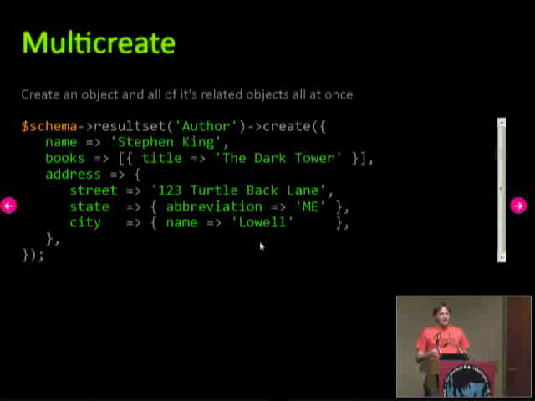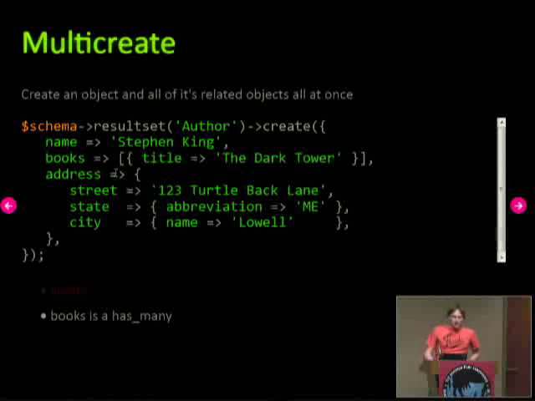Multicreate is a really handy way to take advantage of your relationships to create complicated things. So here we're creating an author, and we're also creating his books and his address if it doesn't exist. So, obviously his name is Stephen King. Here we've only listed one book, that's The Dark Tower, and we've listed his address. I'll show you in 1 second.